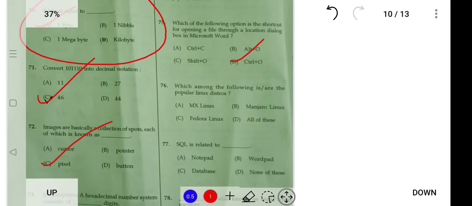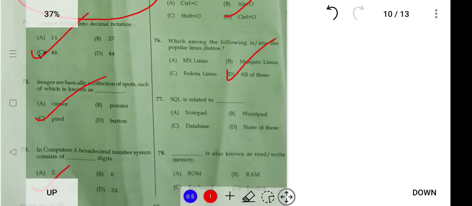Which of the following options is the shortcut for opening a file through an open dialog? The answer is Ctrl+O. For opening, we use Ctrl+O. That is option D. Which of the following is popular in Linux distros? These are distributions of the operating system, so it is all of these. All are operating systems of Linux.